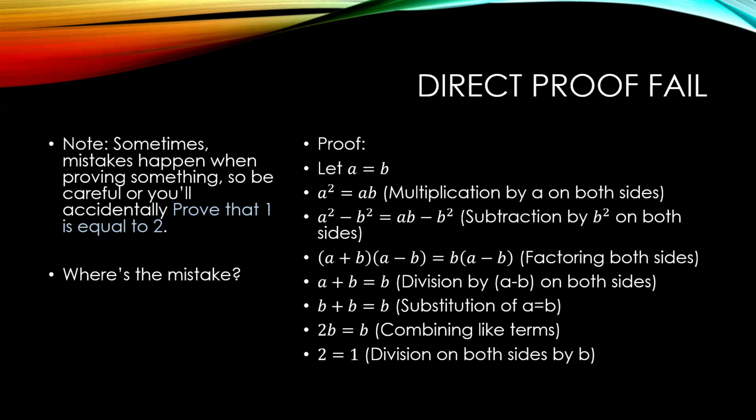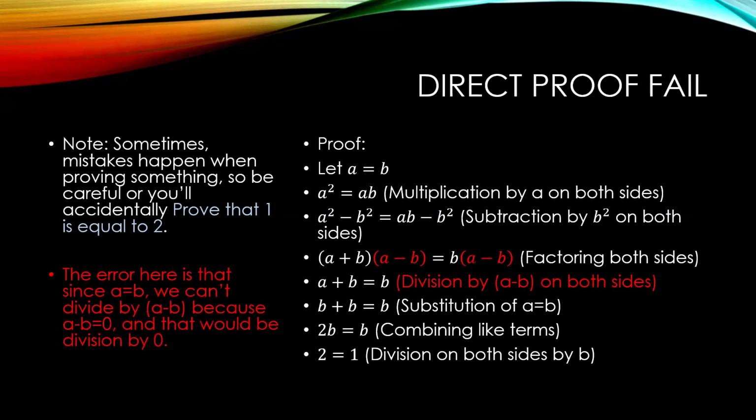Now, you may not be aware of this, but 2 is in fact not equal to 1. And so something went horribly wrong. The question is, where did we make our mistake? And the answer is we divided by 0.